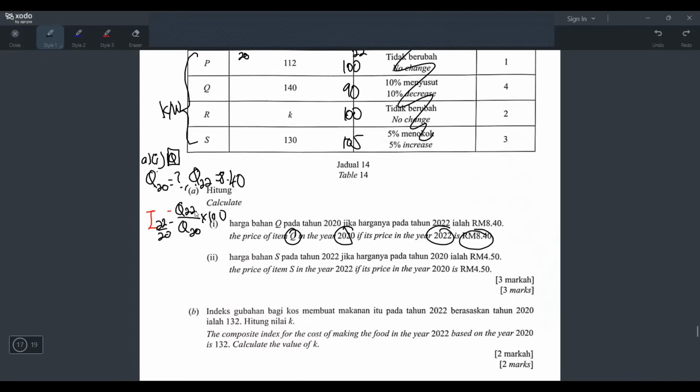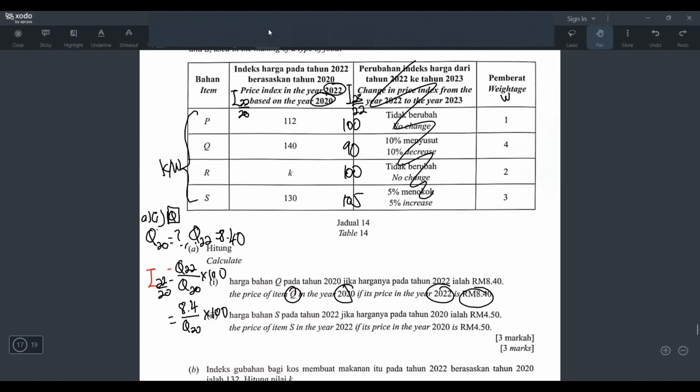So what is Q 2022? 8.40. And what is Q2020? To be found, and then times 100. If I want to find Q2020, what do I need? I need the I for 2022 based on 2020, right? If I want to find the price in 2020, I need to have this one. Do I have this? Yes, in the table. If you look at all these numbers, these are all 2022 based on 2020 price indices.